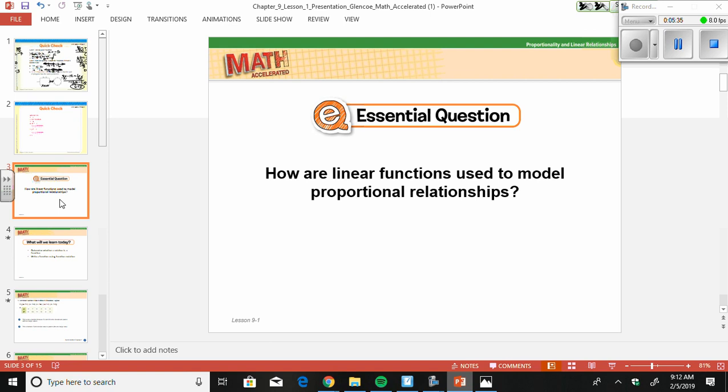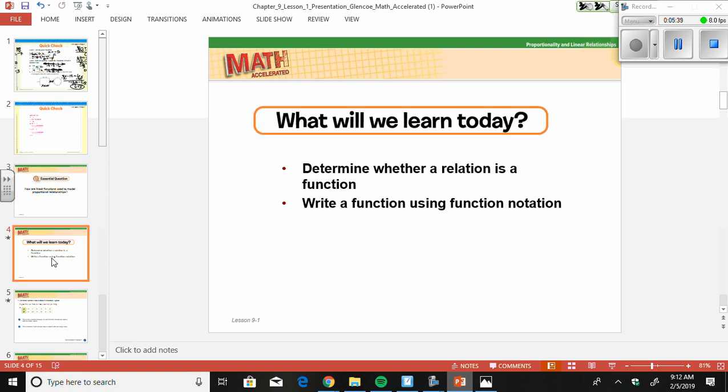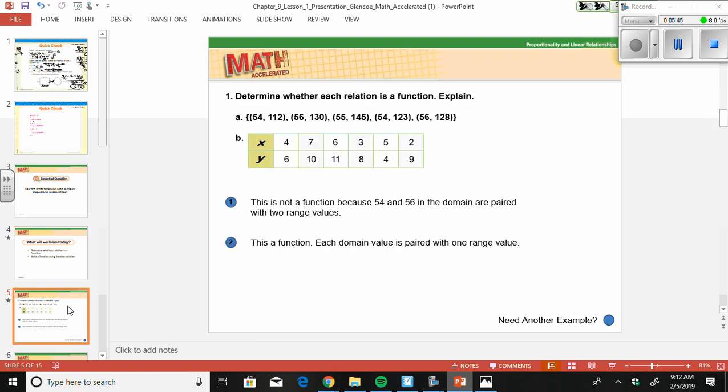How are linear functions used to model proportional relationships? Well, we can determine whether a relation is a function, and we can write a function using function notation. Determine whether each relation is a function and explain. We go back up to our function.